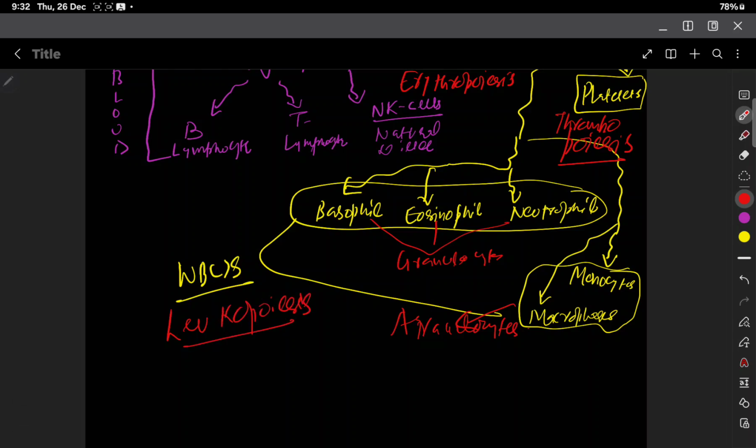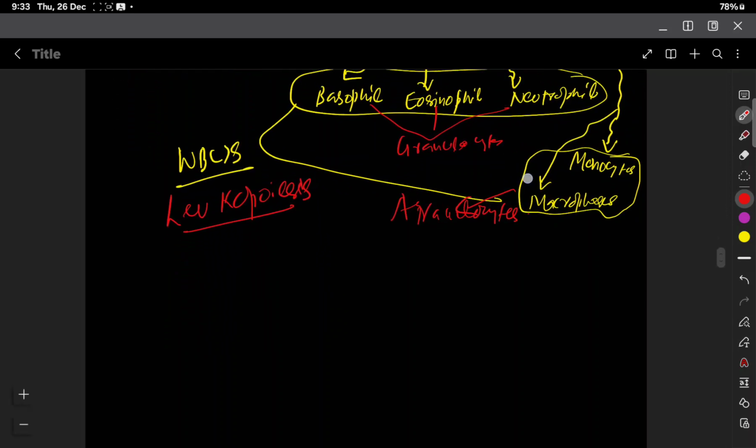Leukopoiesis is the formation of white blood cells, or leukocytes. They are formed in the bone marrow, which is located mainly in the bones in adults, and in hematopoietic organs in the fetus. We will also discuss that later. Okay, so that is how the formation of blood cells occurs in our body.